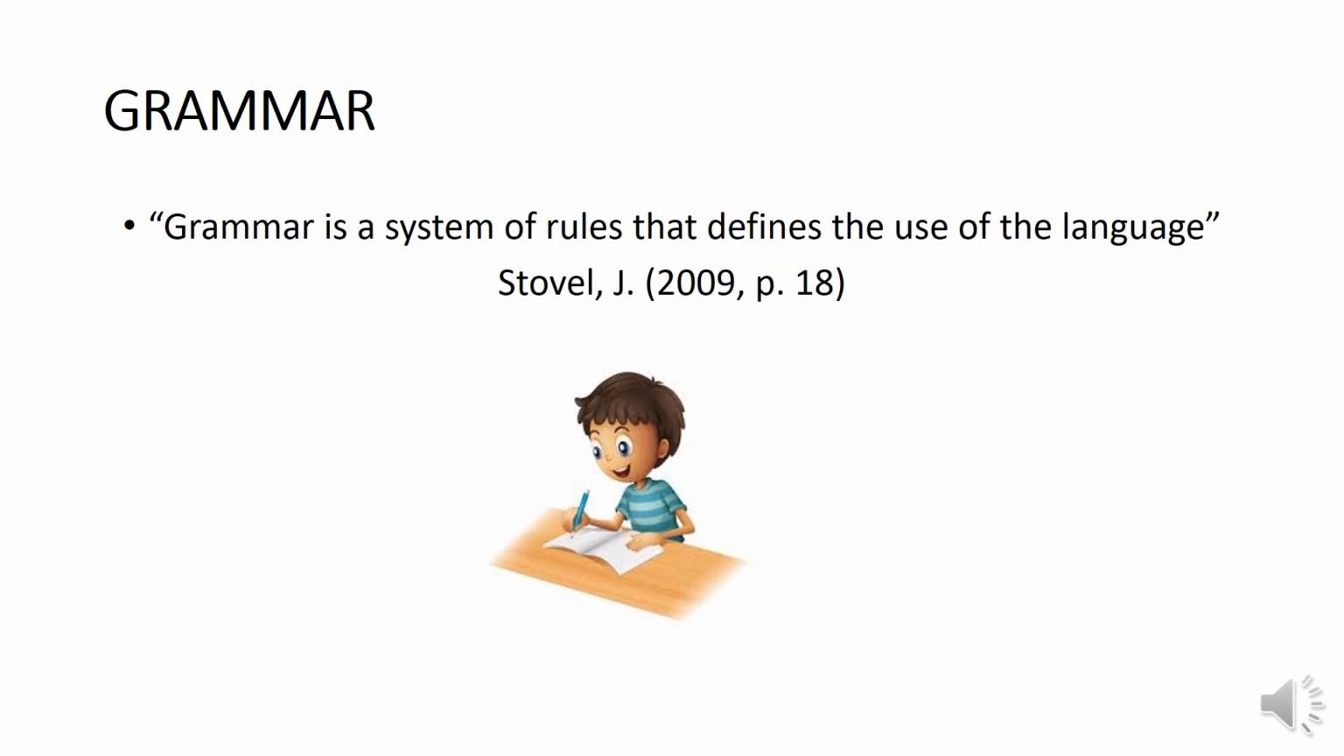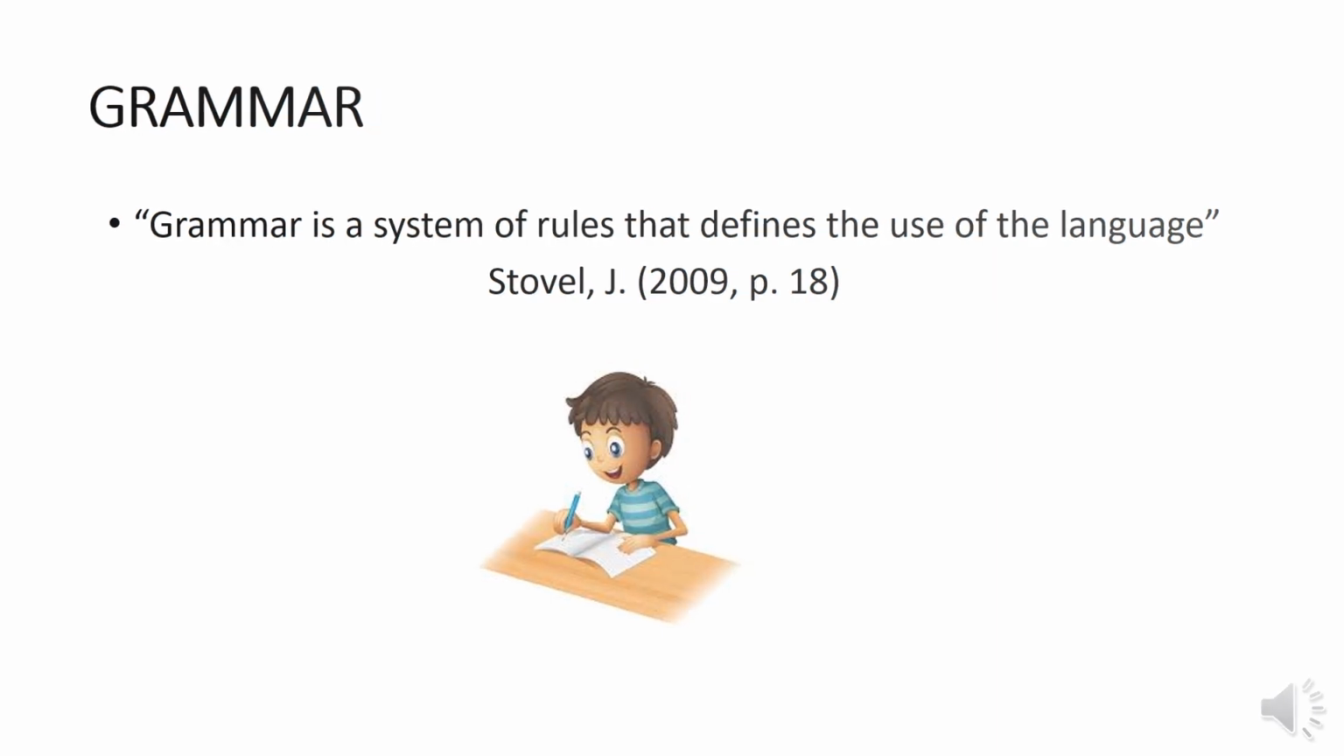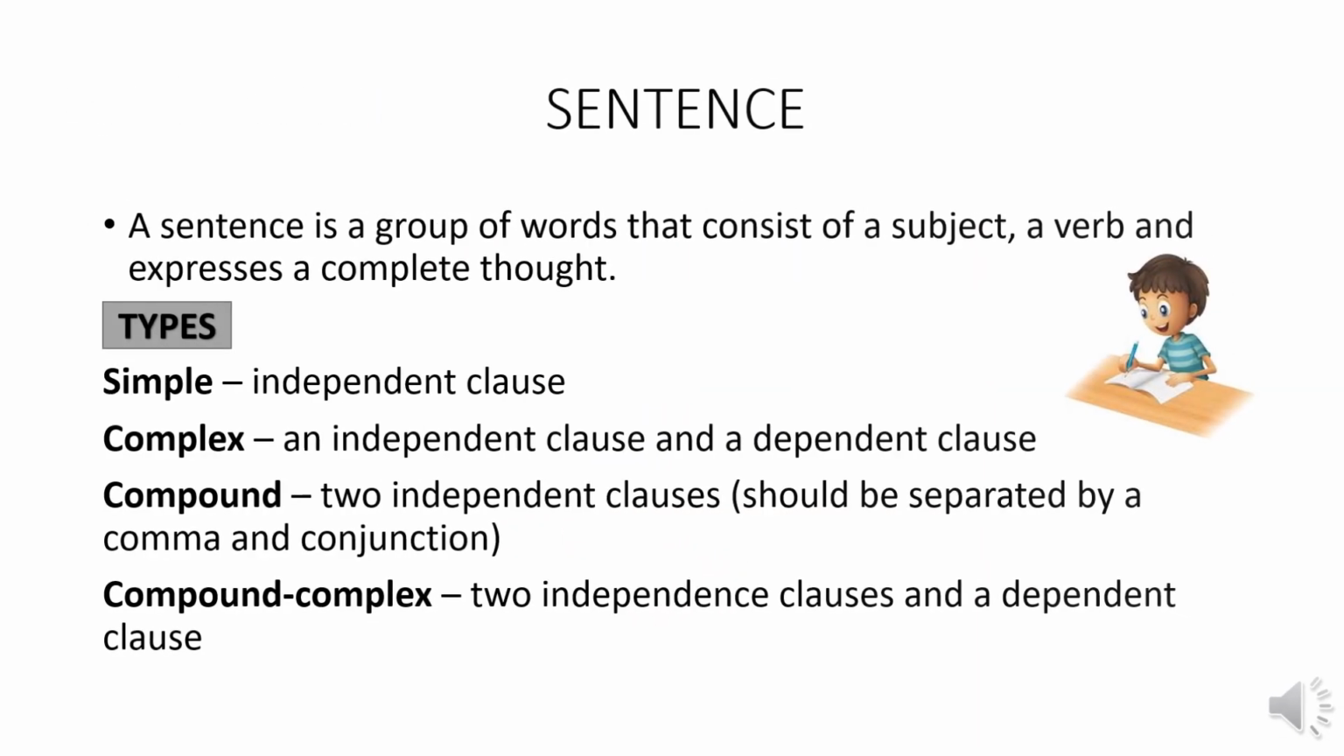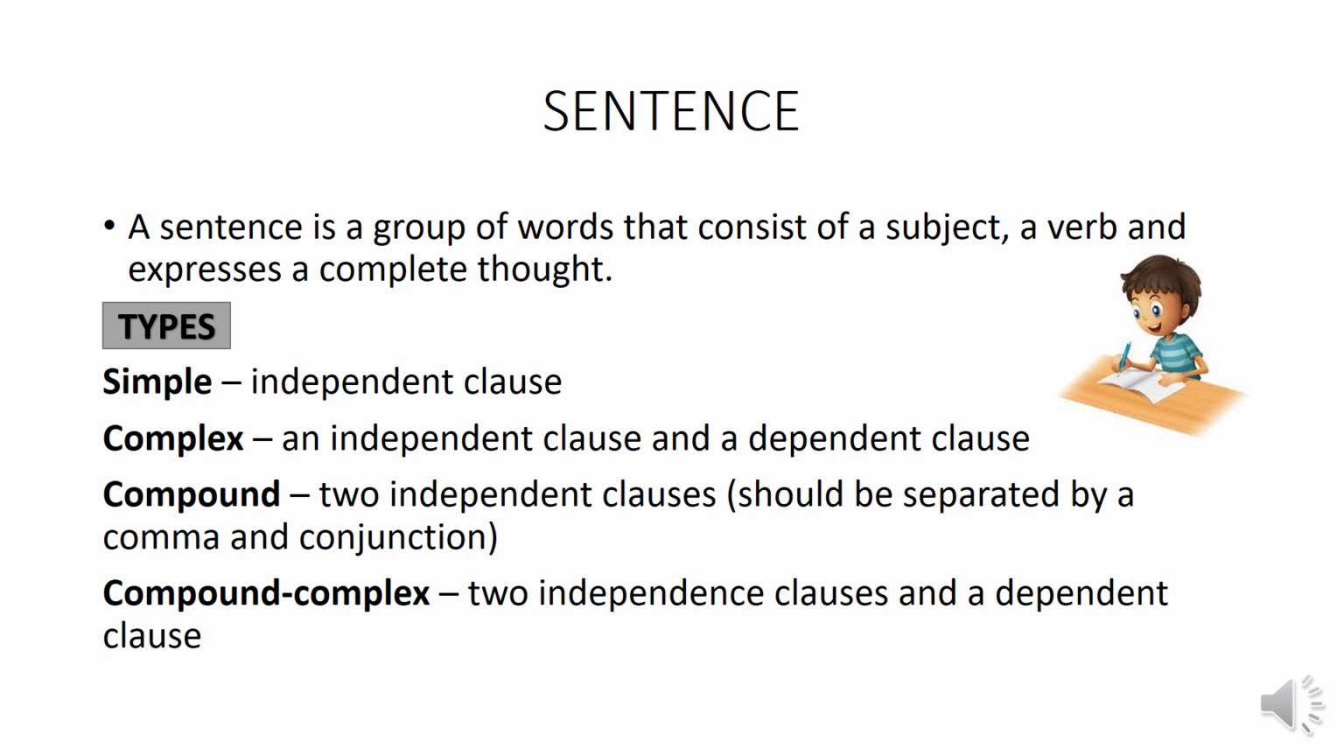So, grammar is a system of rules that define the use of language, according to Stovall J., 2009. And then what is a sentence? A sentence is a group of words that consists of a subject, a verb, and expresses a complete thought. Take note of that aspect of the definition: expresses a complete thought. So the purpose of using sentences is also for your audience to understand.